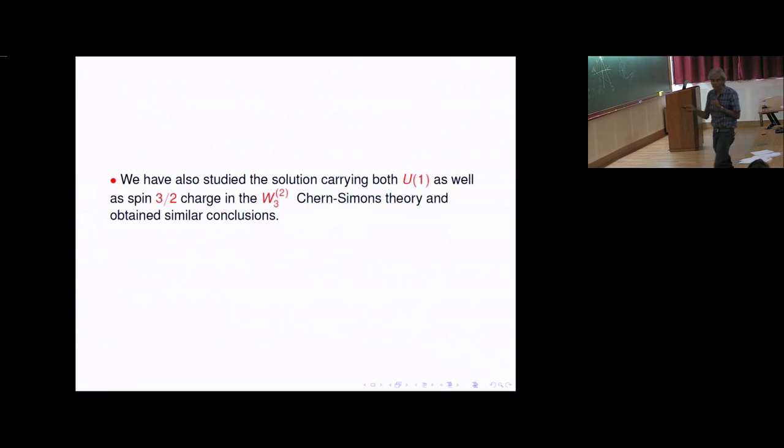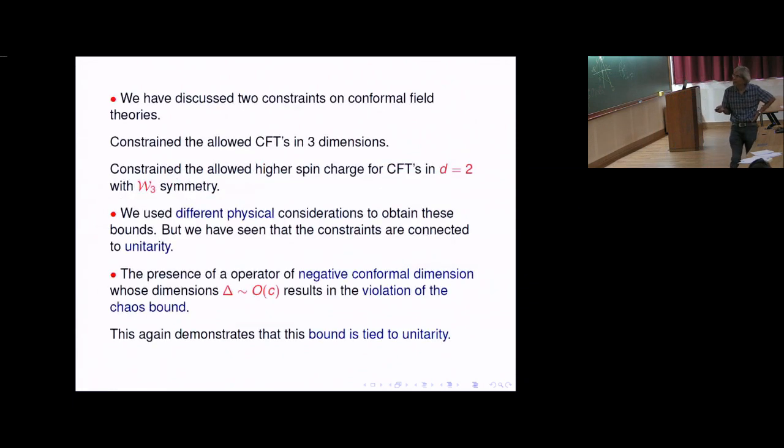So we have done some more tests with it, and it satisfies some consistent picture of this particular thing. So maybe I'll stop here. I stopped earlier. We discussed two constraints in this theory. One of them was a three-dimensional constraint of the allowed parameter spaces of all conformal field theories in 3 dimensions. And one is a little bit more specific, where we constrained charges of certain higher spin charges in this particular thing. And as you saw, the physical considerations which we used to obtain these constraints were very different.